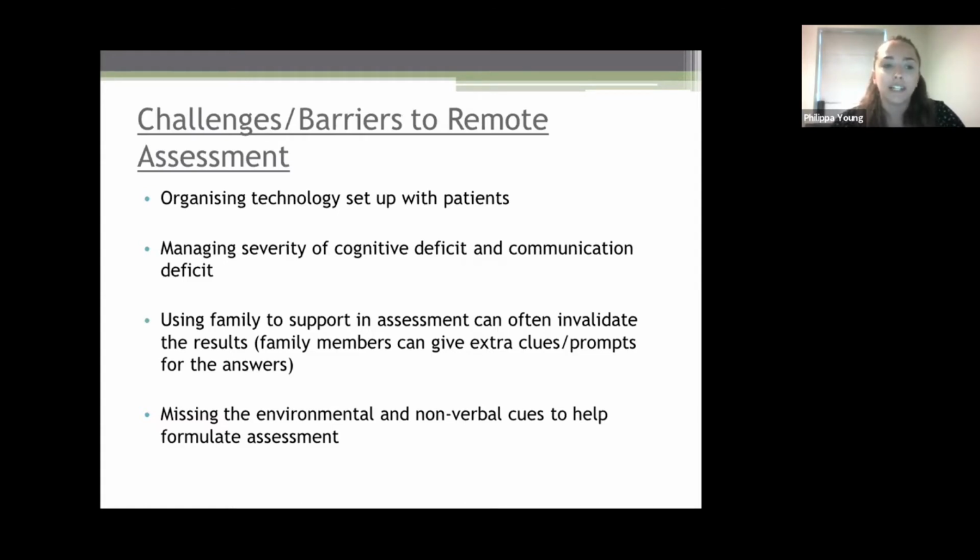Another challenge is deciding whether the patient would benefit from remote rehab or if their cognitive deficit is too severe for them to engage. So in that case, it has been the occasional face-to-face sessions.